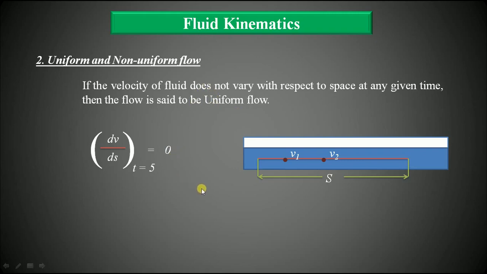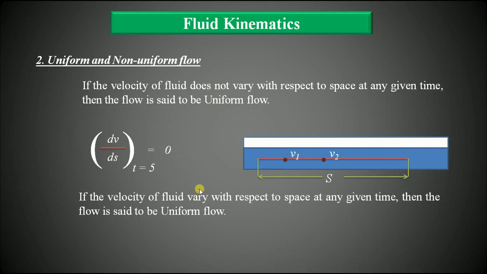Okay, and next, what do you mean by non-uniform flow? Opposite to that again. If the velocity of fluid varies with respect to space at any given time, then the flow is said to be non-uniform flow. We need to write here non-uniform flow. So when the velocity varies from point to point with respect to whatever space we are considering within the flow field, then that type of flow can be called here non-uniform flow.